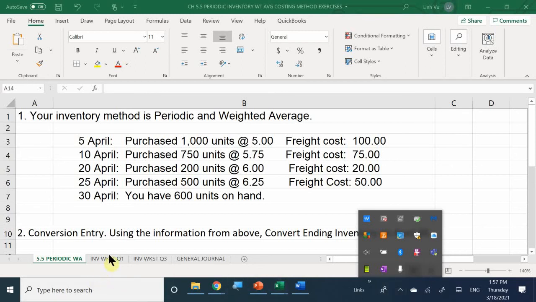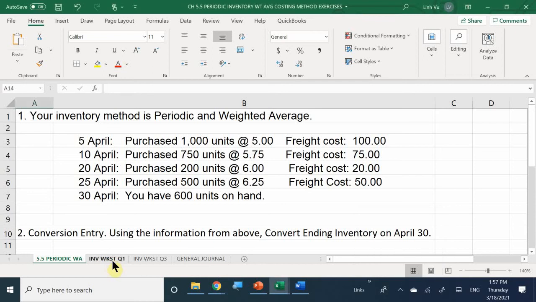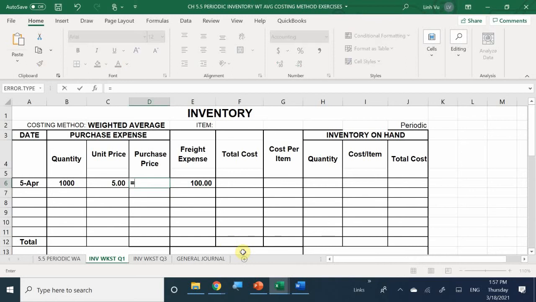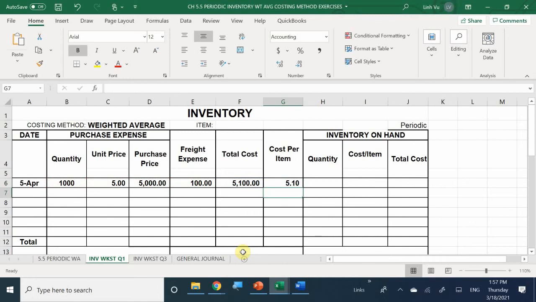Let's go to our inventory worksheet and plug in those numbers. So once again, it is now April 5th. We have a quantity of 1,000 at $5 each, with the freight costing $100. So, what is my purchase price? $5,000, and then total cost is going to be $5,100, and then cost per item is going to be $5.10. Excellent, good.